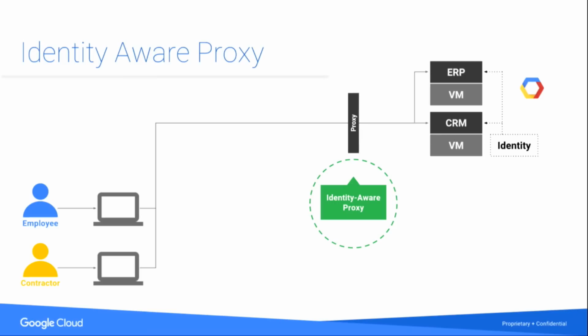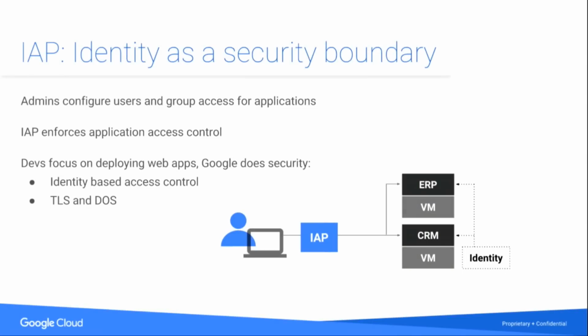But if you have a contractor or another employee that only requires or only should get access to a subset of those systems, you can use the Identity Aware Proxy to make authorization decisions or access decisions based on their identity. So it's really just a perimeter around your infrastructure, a boundary that allows admins to dynamically configure who should have access to what applications.